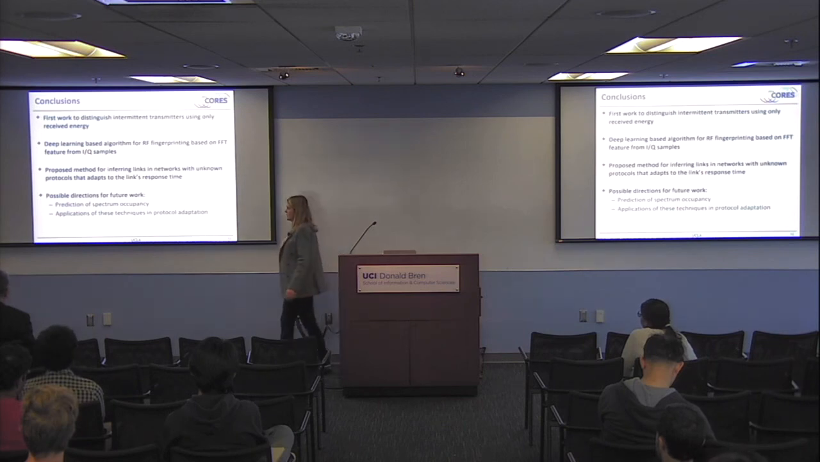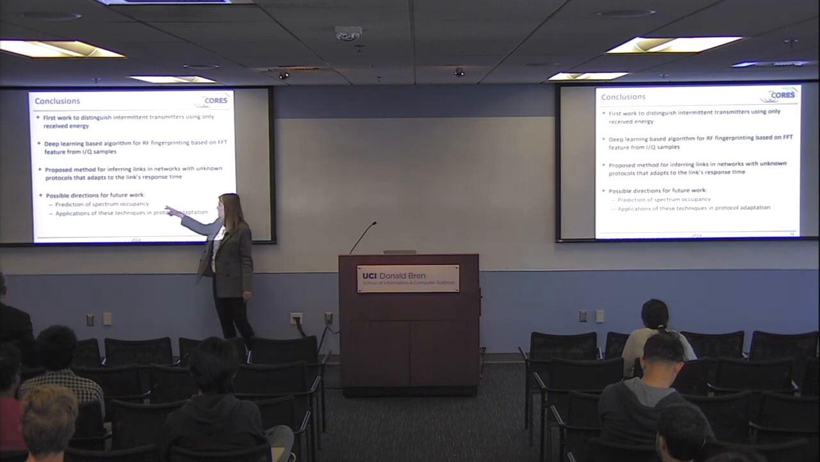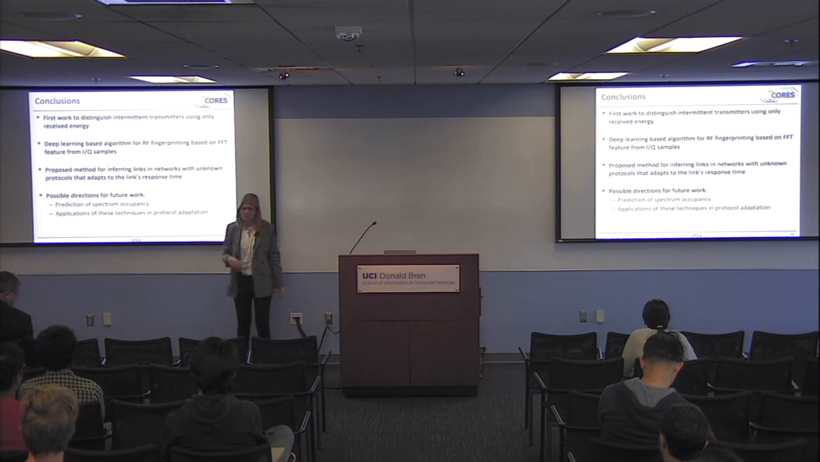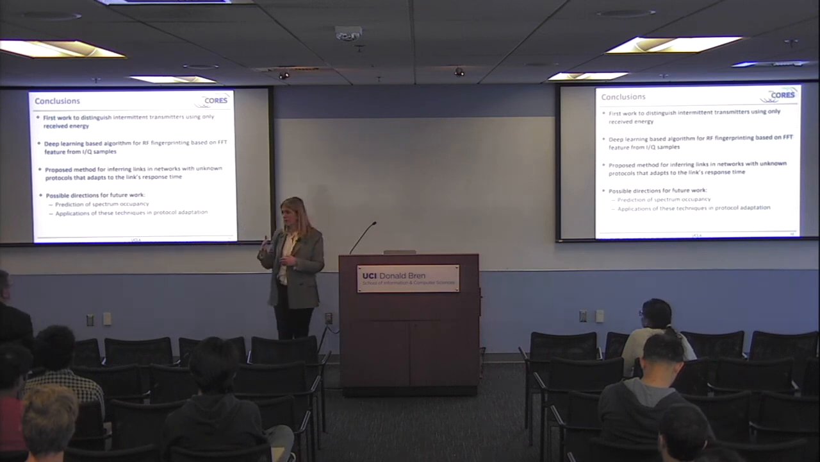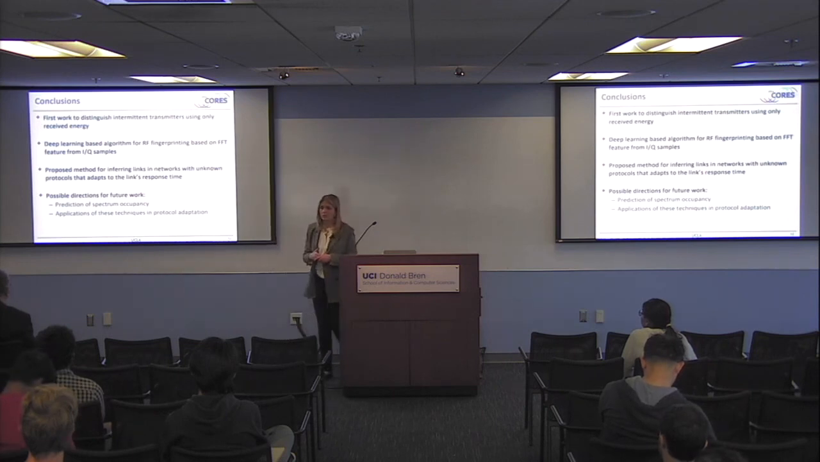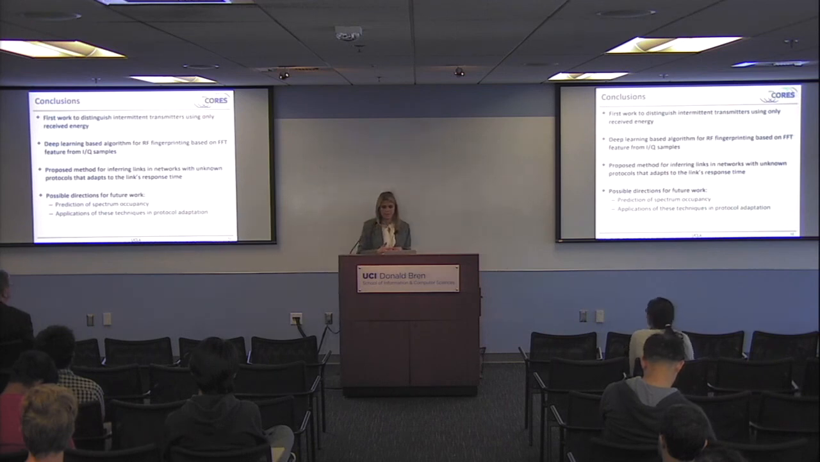As I said, possible directions are predicting the spectrum occupancy, as well as applying this. The spatial footprints have already found application in routing. You can create routes so that you avoid transmitters that are in your network. But I think the time domain dimension is less exploited.